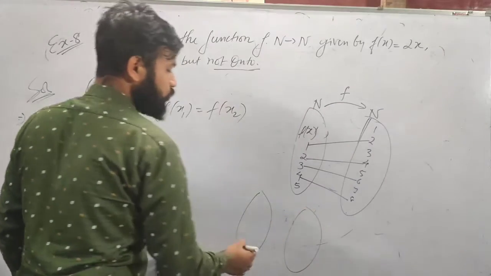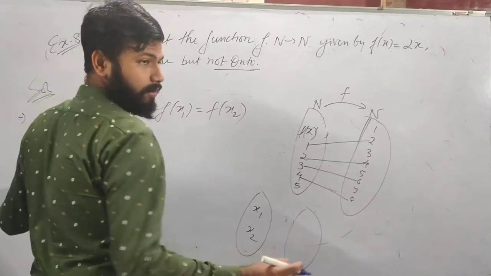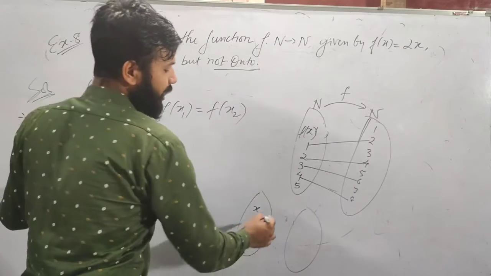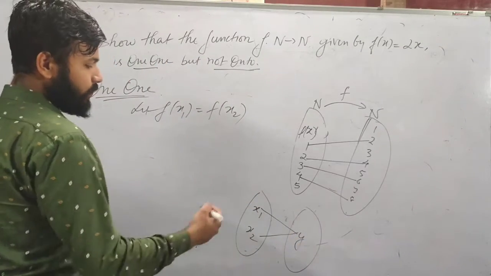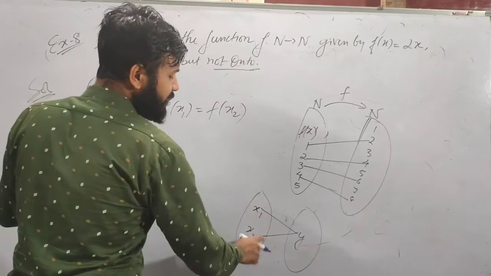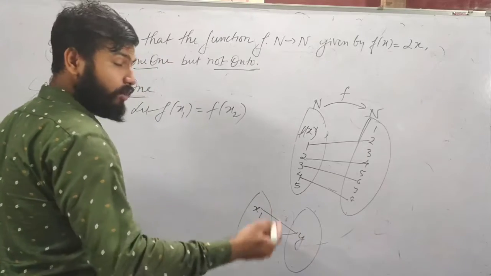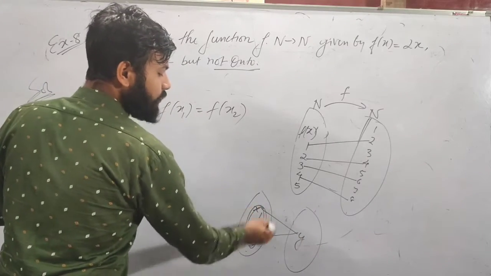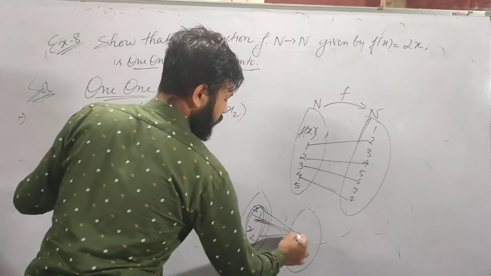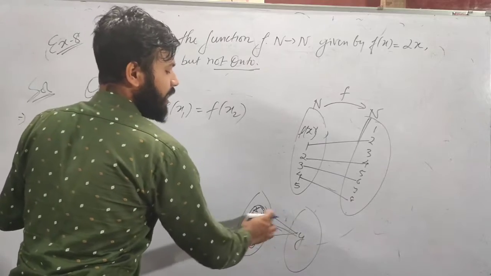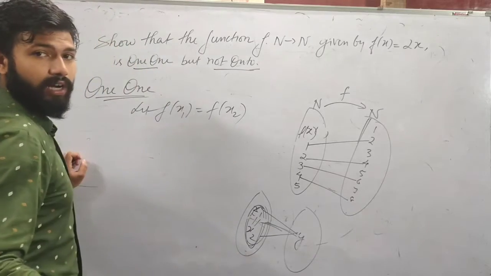So we have chosen two elements from the domain, x1 and x2. We are considering that the image of both the elements is the same. Now try to understand. We are considering that both elements of the domain have the image y. And if we can prove that both elements are not different, they are the same element, that means x1 is equal to x2, then we can say it is one-one, meaning every element has its own image. But if we find that x1 is not equal to x2, then it is not one-one. It is a many-one function.